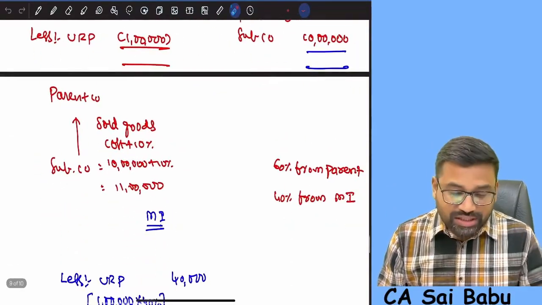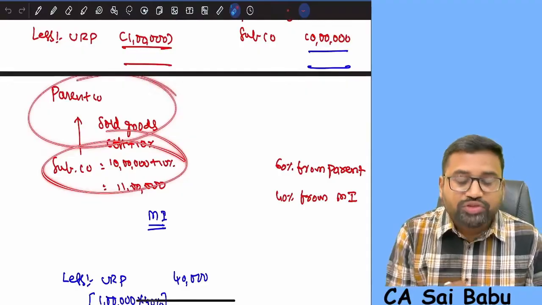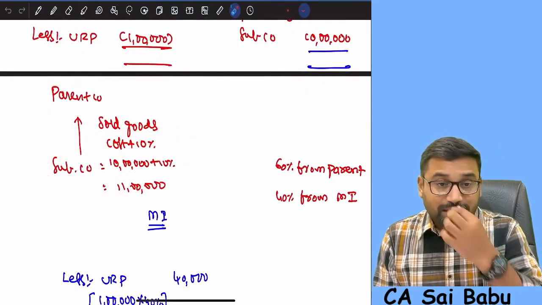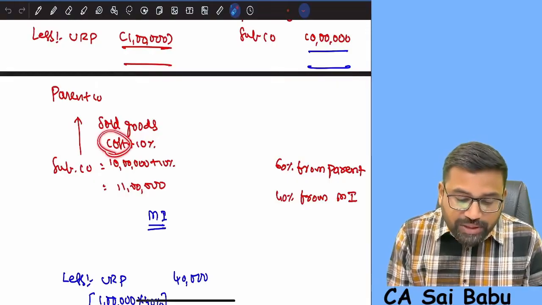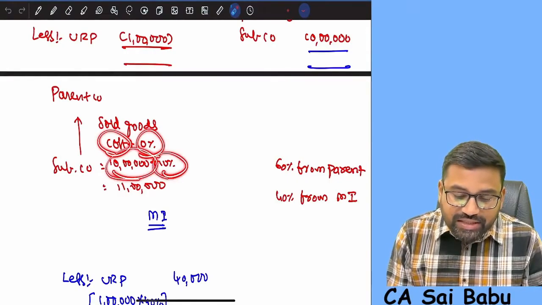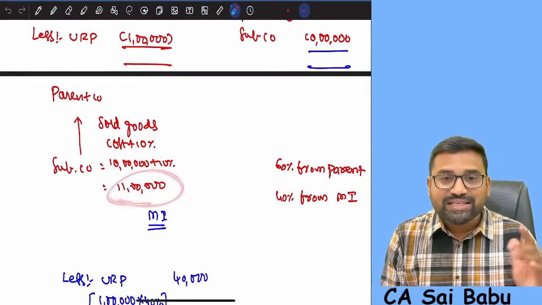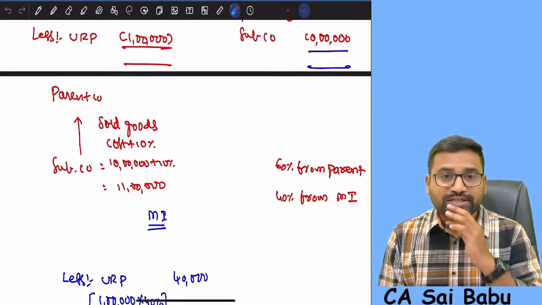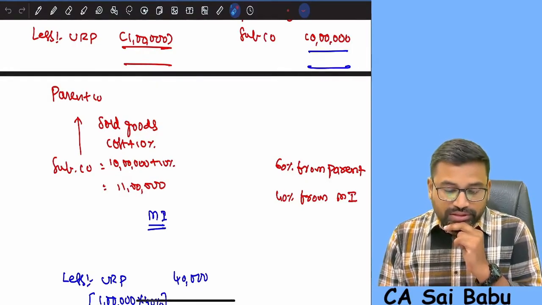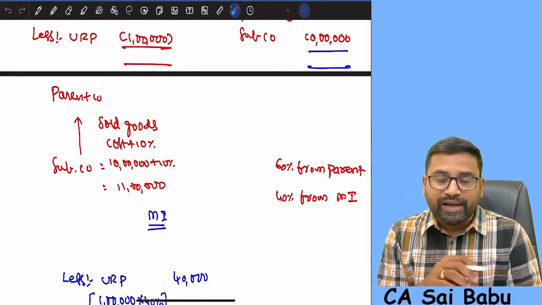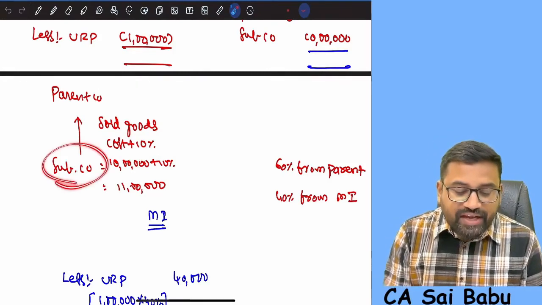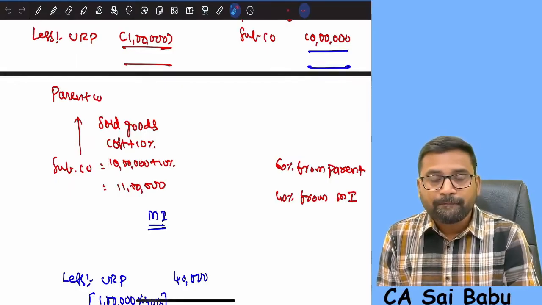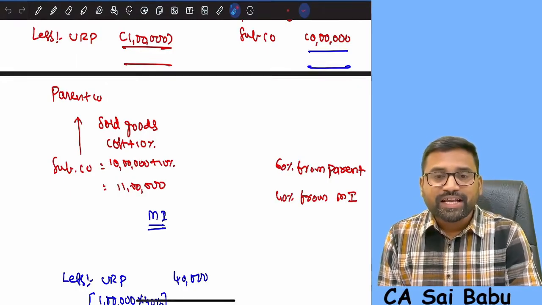Sir, suppose the subsidiary sold goods to parent, then this is important. Suppose the subsidiary company is selling goods to parent at cost plus 10%. Cost is 10 lakhs, 10% profit, that is 1 lakh, so 11 lakhs is the sale value. Now important, listen to me carefully. When subsidiary sold goods to parent, now the profit is recognized by whom? Subsidiary. Subsidiary has recognized the profit.